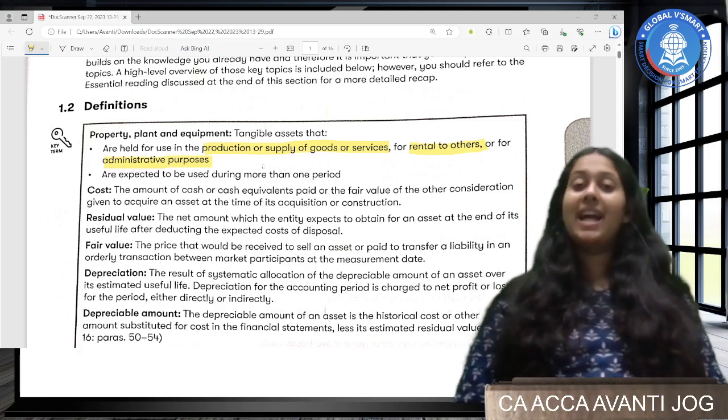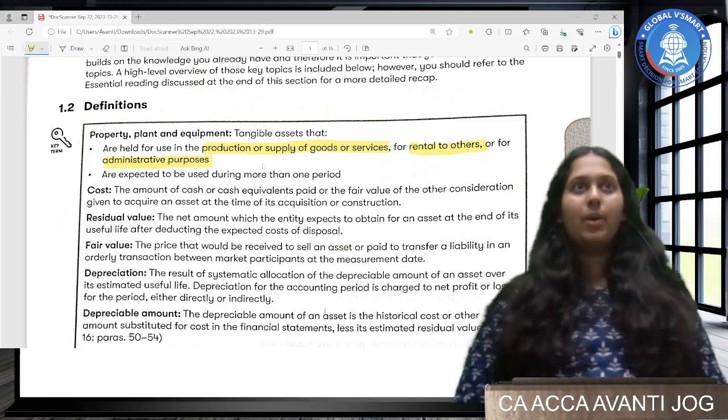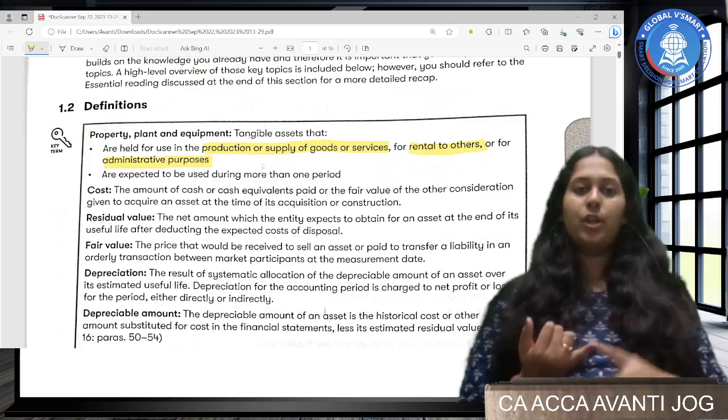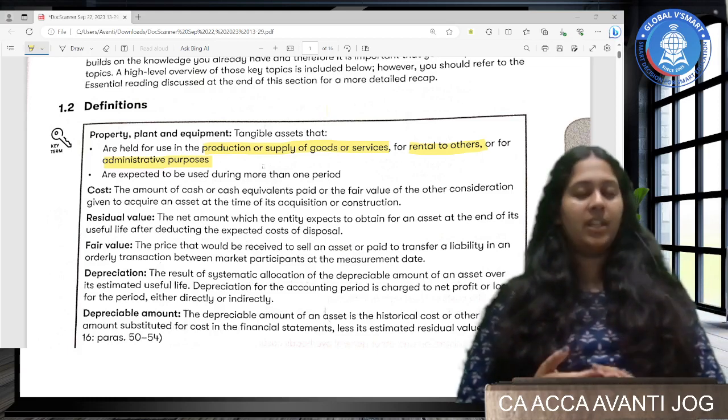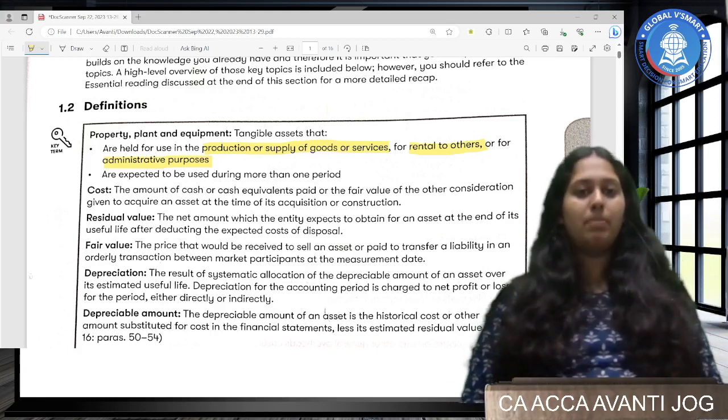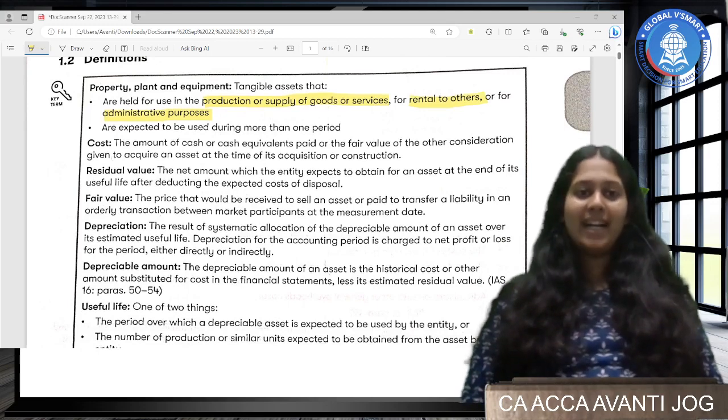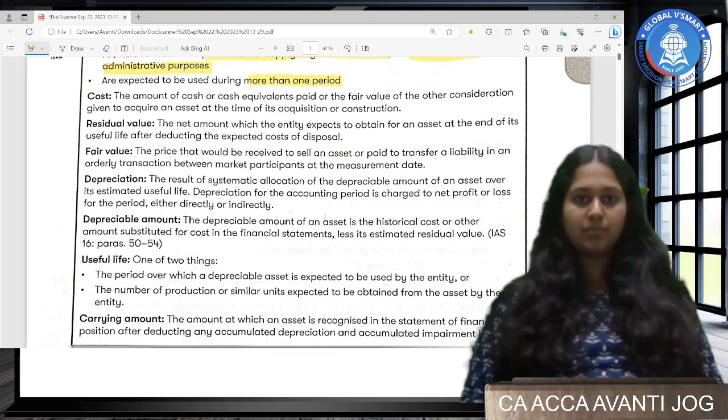And the third thing is administrative purposes. You have a showroom or a building where you book your sales, market your products, arrange for logistics, everything. That is also called PPE. Secondly, they are expected to be used for more than one period, that is, for more than 12 months.